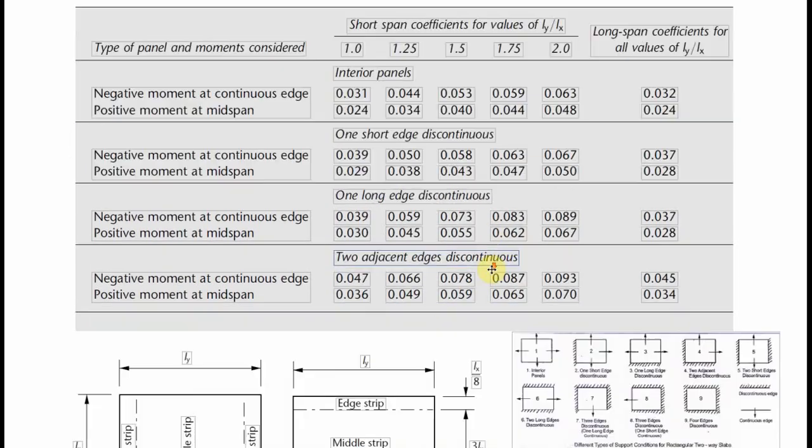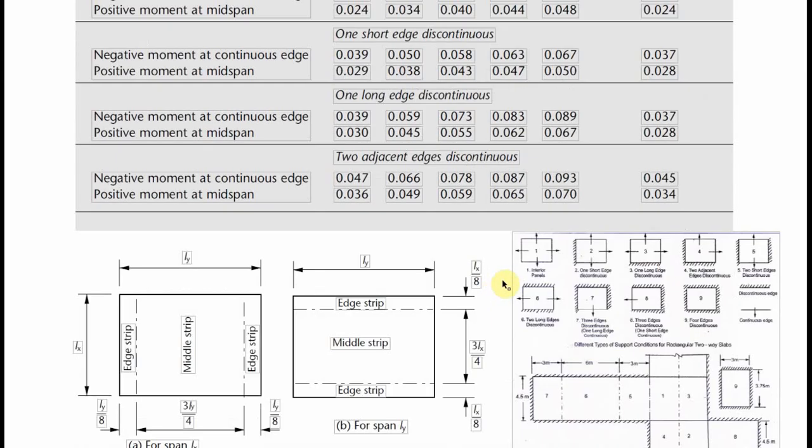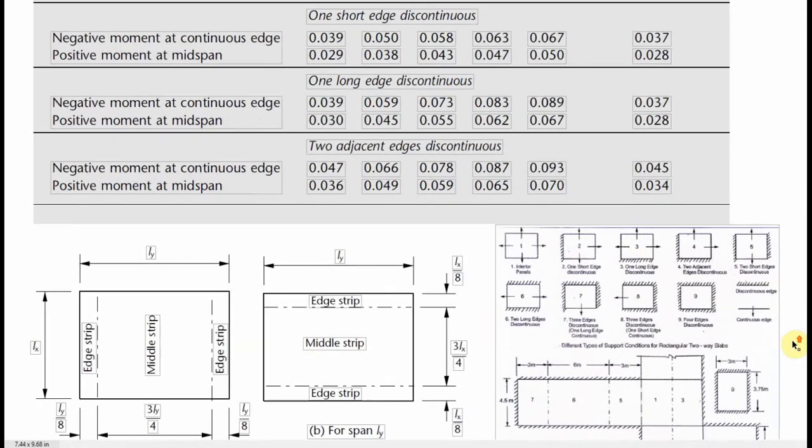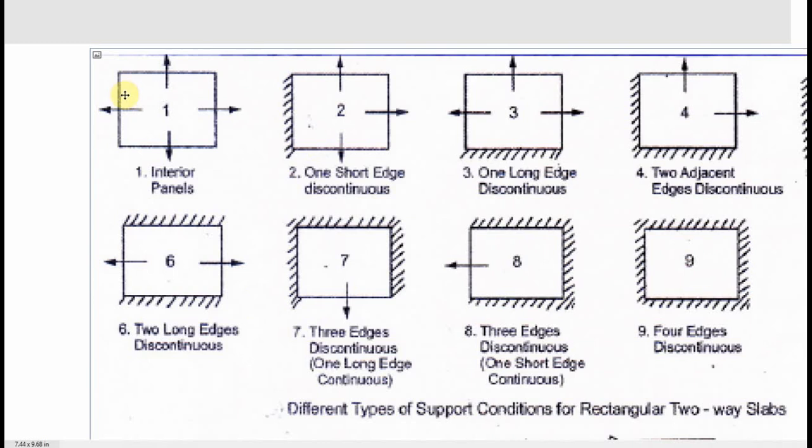Now to make this one clearer, let me show you an example of what I mean. Let us look at this particular illustration here. These are restraint conditions. This one is interior panel. When it is restrained at just one side here, you can see that this side is short and this side is long, so that means it's one short edge discontinuous. For this particular one, it is one long edge discontinuous. However, looking at this, we have two adjacent edges discontinuous, and this one we have two long edges discontinuous, and this one we have just one long edge discontinuous. Now this one we have just the short edge discontinuous, and this one we have all the four edges discontinuous.